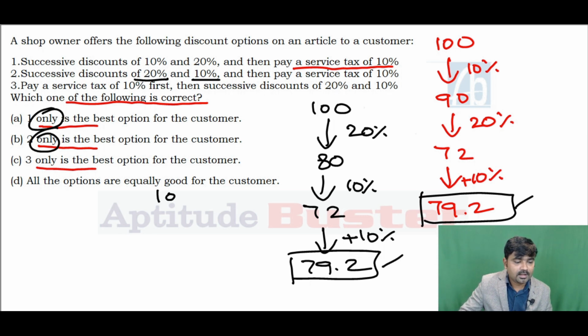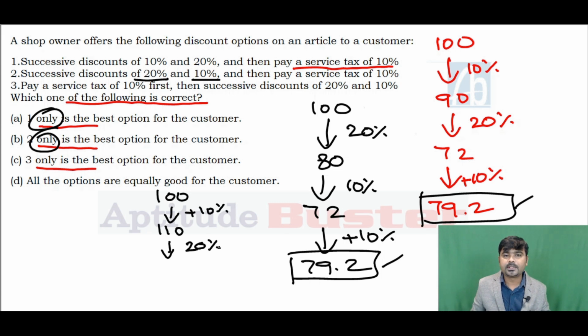First, it's given we take 100, then he pays 10% tax first, plus 10%, then it becomes 110. Next, successive discounts of 20% and 10%. Here the discount is 20%. What's 20% of 110? That is nothing but 22, right? If you subtract, you get 88. Then 10% discount. Okay, then it becomes 79.2. So from this we can say all the options are equally good for the customers.